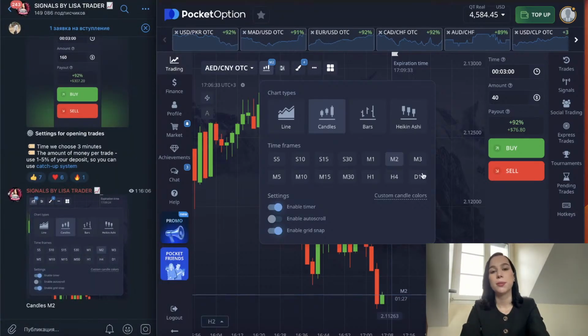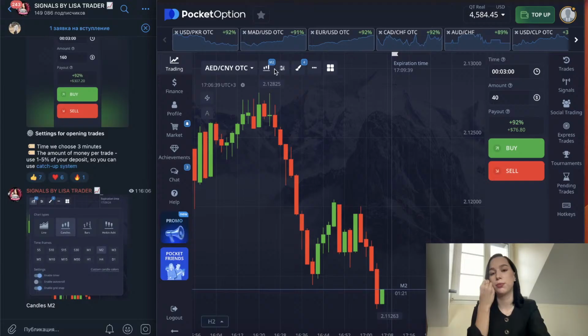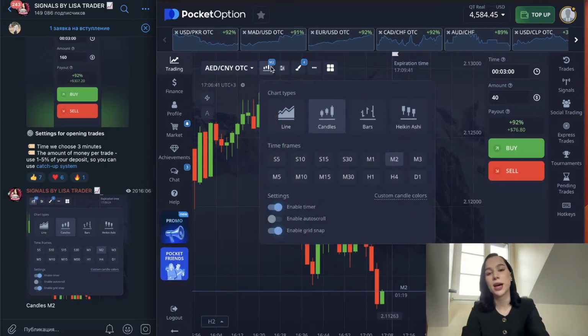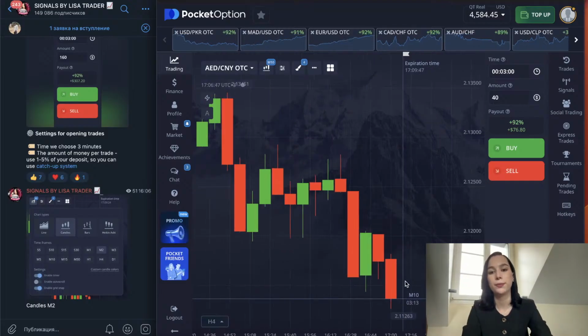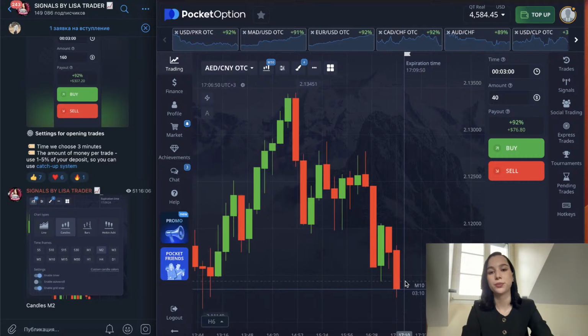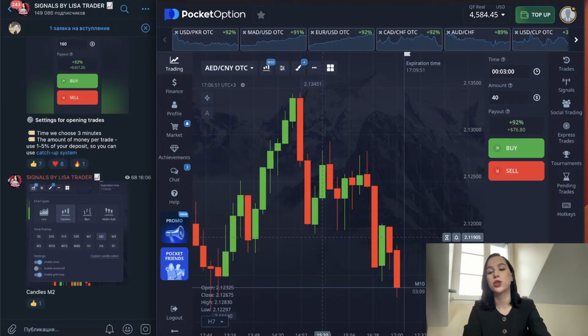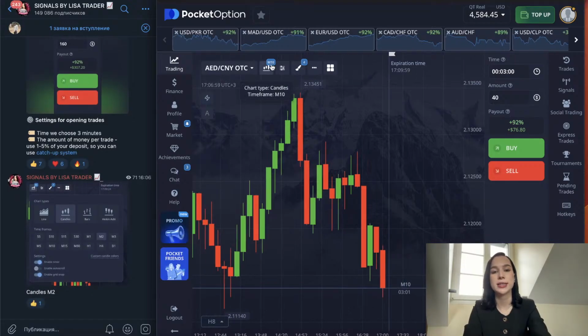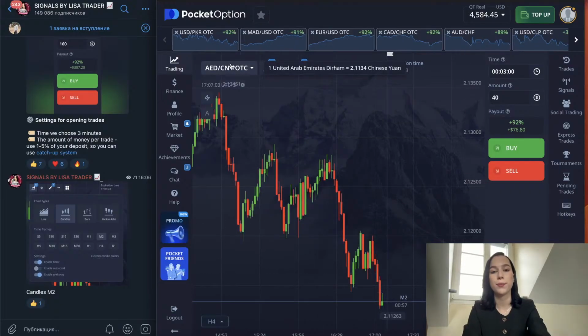For example, some of the people are asking me, Lisa, why do we have the same currency pair but the chart looks kind of different visually? It's all because of the time frame. For example, the time frame here is M2. If on the same currency pair we change it to M10, it will look absolutely different, because the time frame of the candle is now 10 minutes. But at the same time it's still not affecting our entry point, because as you can see the price is the same either here or here, 2.11 and more.